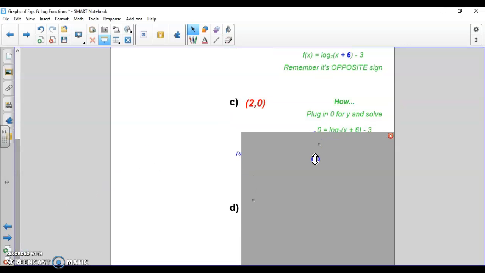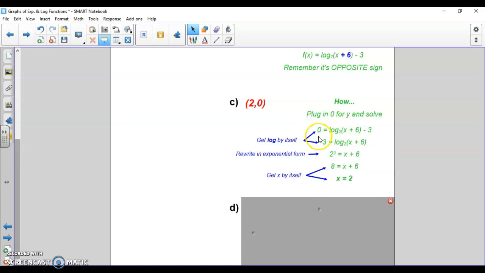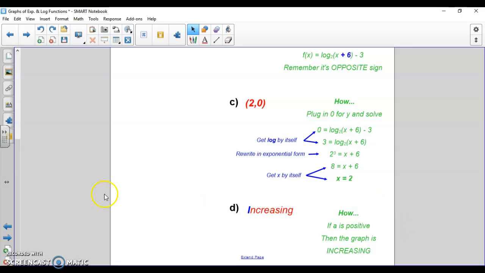X-intercept is 2 on this one. Let's check that out. 0 for y. Get the log by itself. Add 3 is the only thing we had to do in this one. We rewrite in exponential form. It's going to be 2 to the 3rd power now equals x plus 6. Then we work on getting x by itself. 2 to the 3rd is 8. We subtract 6 from both sides. X equals 2. That's it. Alright. If you have a graphing calculator, you can use that to find the x-intercept as well. I'm just not going to go through that because I know everyone doesn't have one. This one is increasing because a is positive. Simple as that.